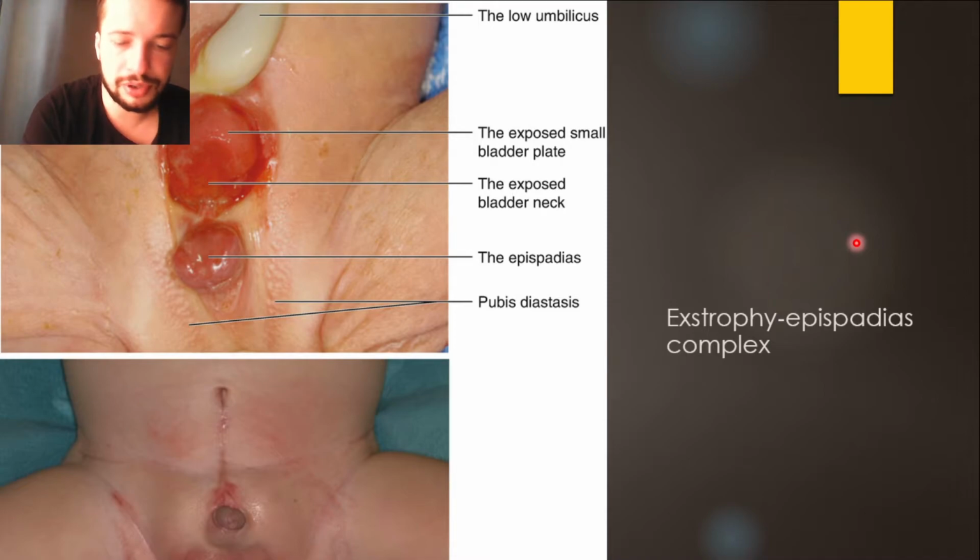Exstrophy-epispadias complex. The failure of development of the lower abdominal wall during early fetal development is believed to give rise to a spectrum of abnormalities, which are described as the exstrophy-epispadias complex. Three distinct anomalies comprise the complex: bladder exstrophy, epispadias, and cloacal exstrophy.